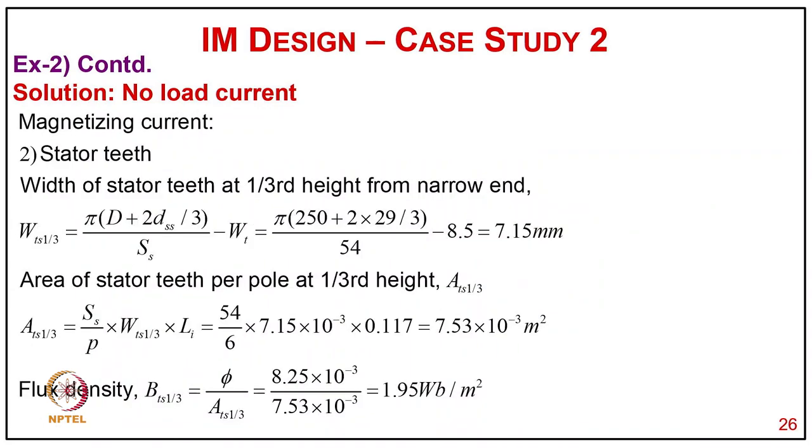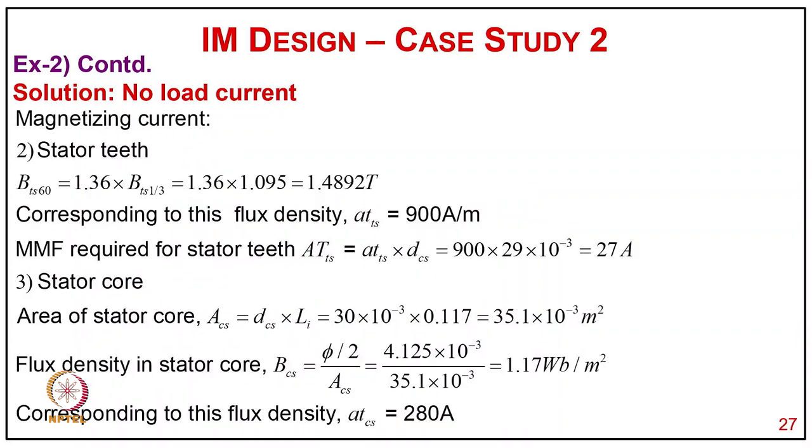Now coming to the MMF calculation for stator teeth, the width of the stator tooth at 1/3 height from the narrow end is WT 1 by 3, so putting values, pi D plus 2 DSS by 3 divided by SS minus WT, it comes 7.15 millimeter. The area of the teeth per pole at 1/3 of height ATS 1 by 3 equals SS upon P into WT into LI, so putting values it comes 7.53 into 10 power minus 3 meter square. So the flux density BTS 1 by 3 is phi upon ATS, which comes 1.95 Weber per meter square or Tesla.